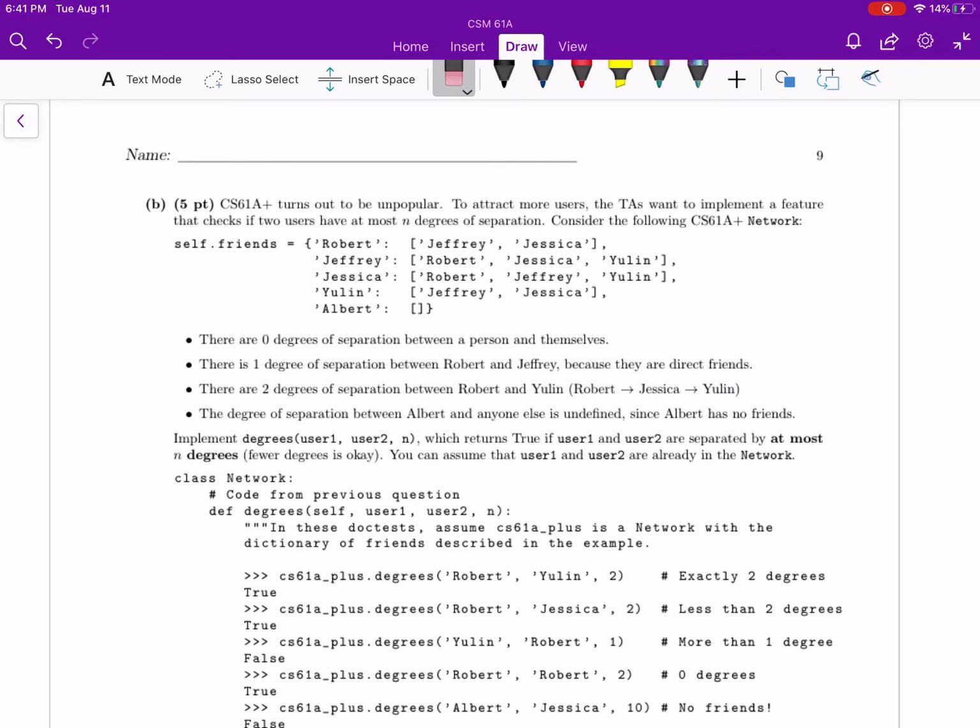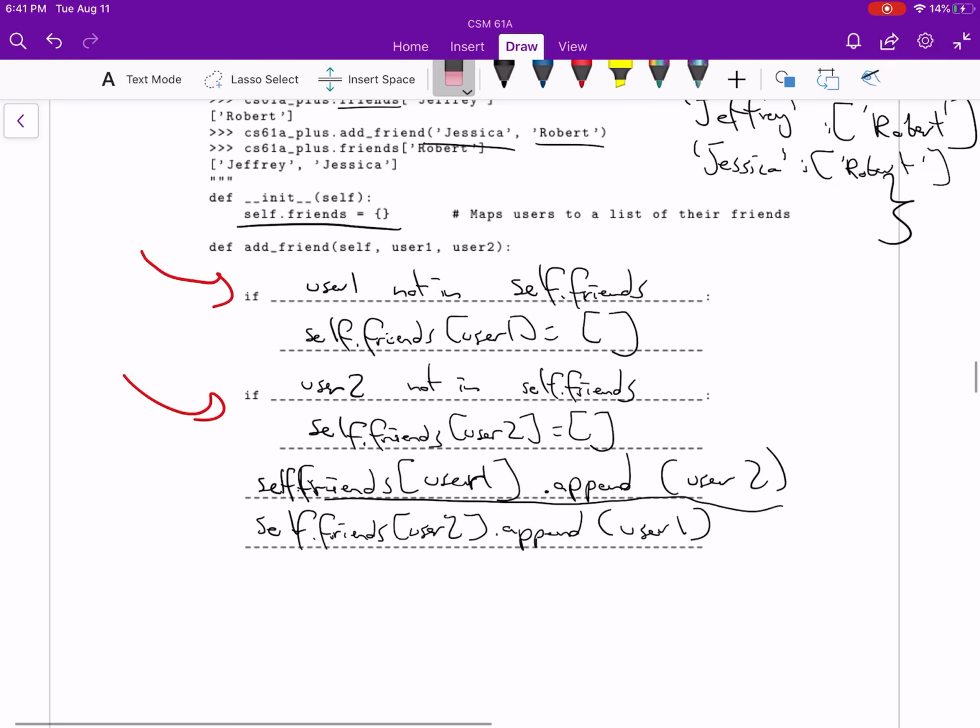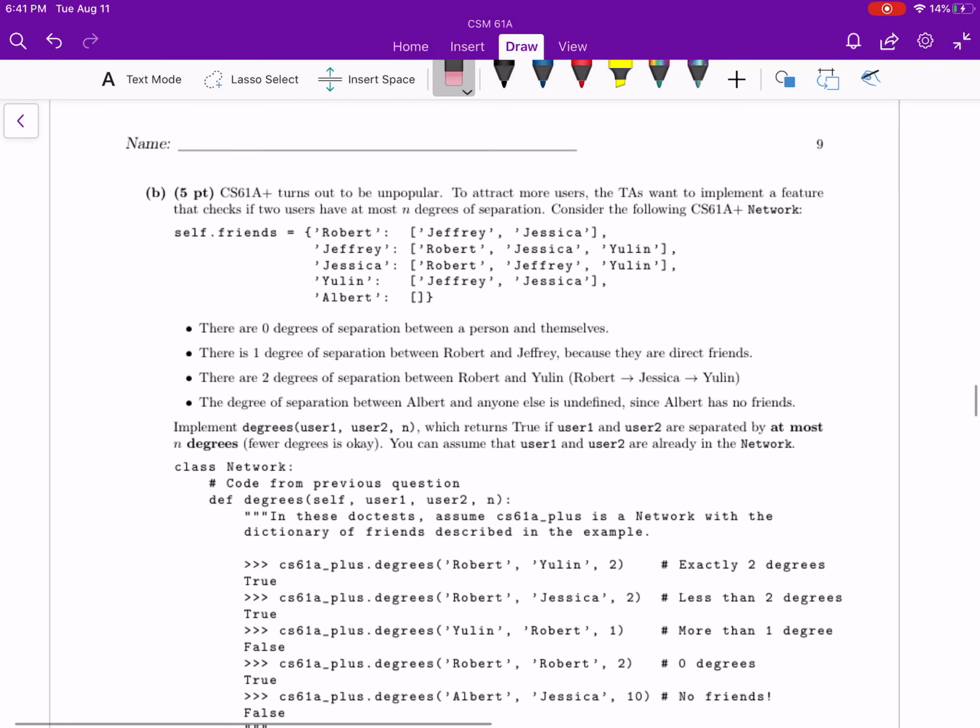So it turns out that CS61A Plus is still unpopular despite having that one add friend method. So to attract more users, the TAs want to implement another feature, and that feature is going to check if two users have at most n degrees of separation. You might have heard, for example, of the 6 degrees of separation, where you can reach any person from another person using a chain of 6 friends.